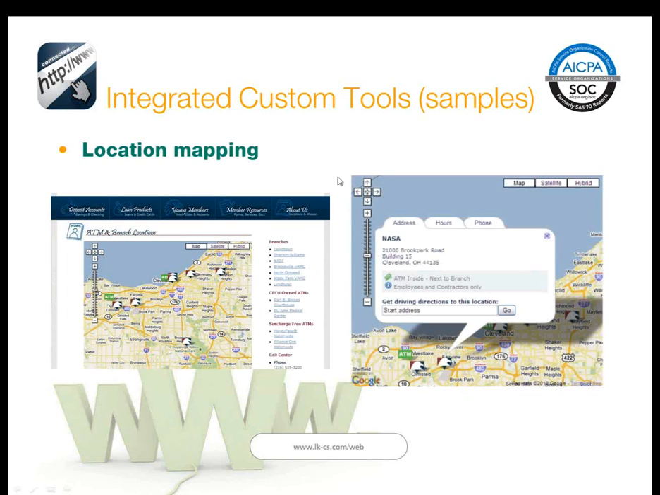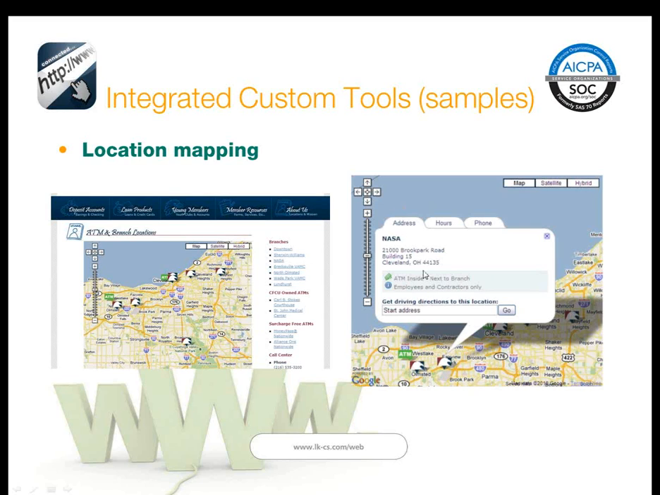Next, I had mentioned location mapping. This particular customer has an ATM finder and a branch finder, and the branches and the ATMs have separate icons here, you'll notice. And what we've done behind the scenes is basically put all these in based on their location, and we've got them programmed so that when you click on the icons, it gives you all the information about that particular location.